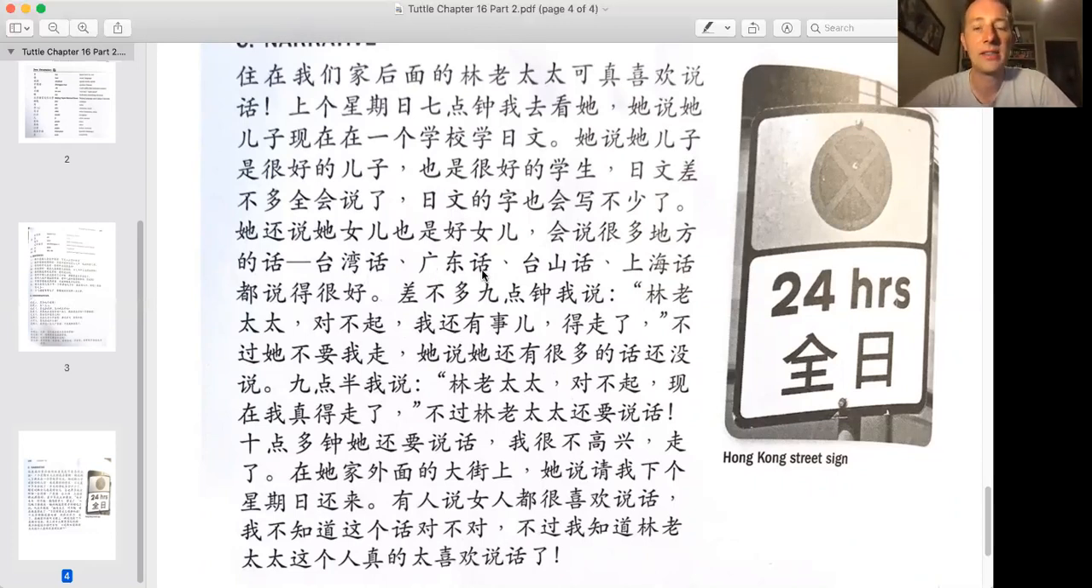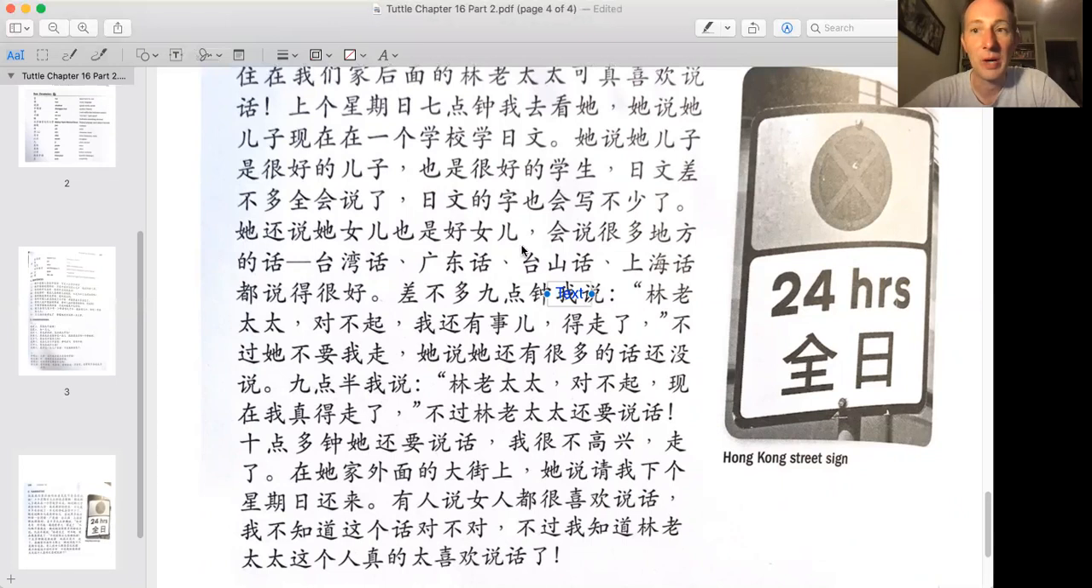Guangdong Hua, Cantonese. Taishan Hua. Don't actually know what that is, but it's the dialect of somewhere called Taishan. Shanghai Hua, 都说得很好. So she speaks Taiwanese, Cantonese, Taishan Hua, and Shanghainese, all very well.